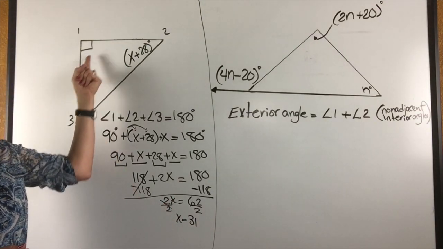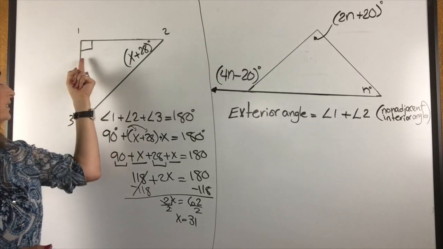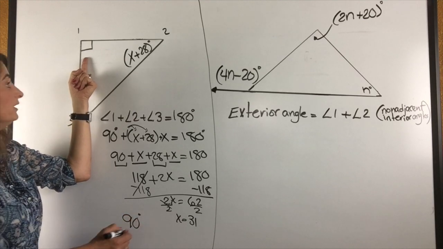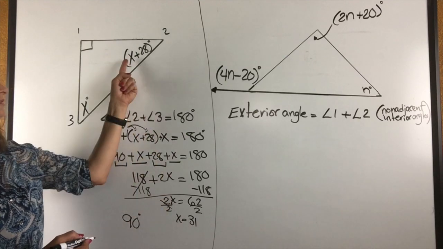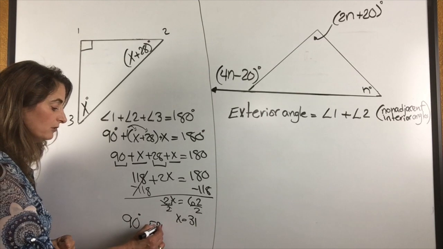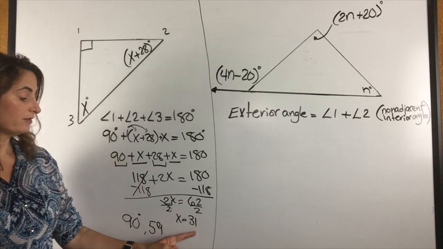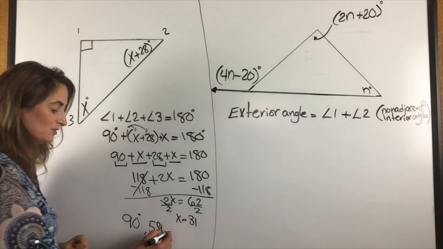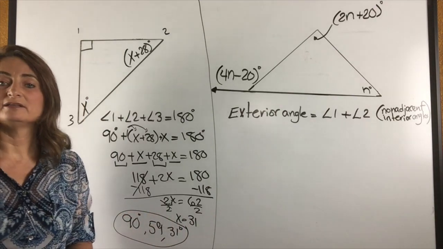If I'm trying to find the measure of all interior angles, then I need to find the measure of all three of them. So the first one is 90 degrees. And the second one is x plus 28. And since x is 31, then 31 plus 28 is 59. So the second one is 59. And the last one is x, and x equals 31. So it is 31 degrees. And those are the measures of all interior angles.